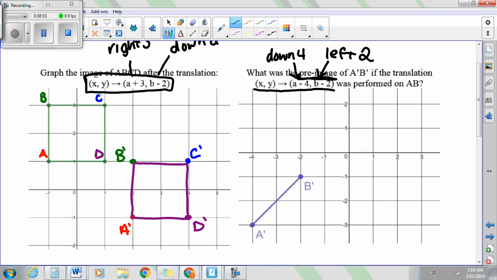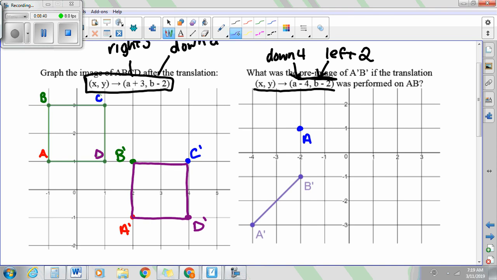So if I want to know where it was beforehand, I have to undo this. I need the pre-image. I have to do the opposite here. So the opposite of moving down 4 would be to move up 4. So 1, 2, 3, 4. The opposite of left 2 would be right 2, so 1, 2. So the original A must have been here. And I can check that by doing the actual operation. If I start at A, or what I think is A, and go 1, 2, 3, 4, 1, 2, I end up at A prime. So that one is consistent.